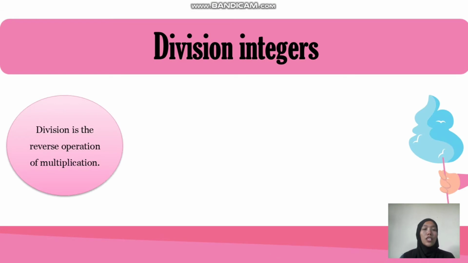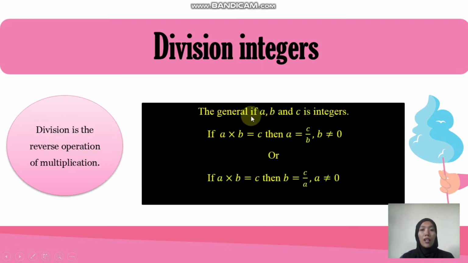The fourth integer operation is division. Division is the reverse operation of multiplication. In general, if a, b, and c are integers, and a times b is equal to c, then a is equal to c over b, with b not equal to 0. Or if a times b is equal to c, then b is equal to c over a, with a not equal to 0.